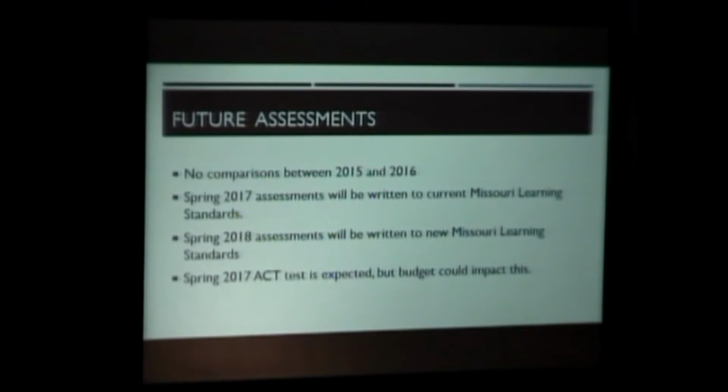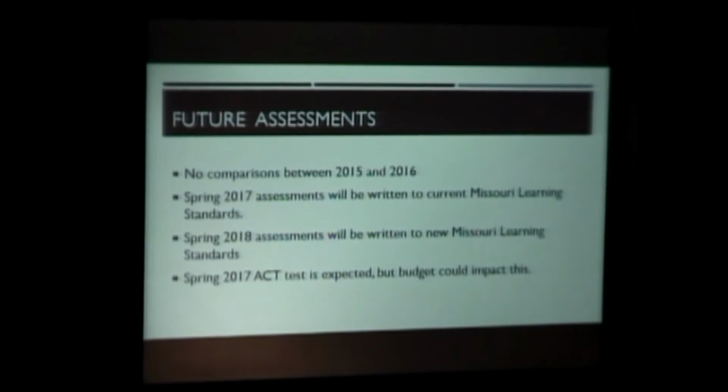But remember, last year was the first year of an entirely new assessment written to new standards. It was a completely different test than what had been before. Now, in the memo, it did say that 2016 and 17 would be comparable.